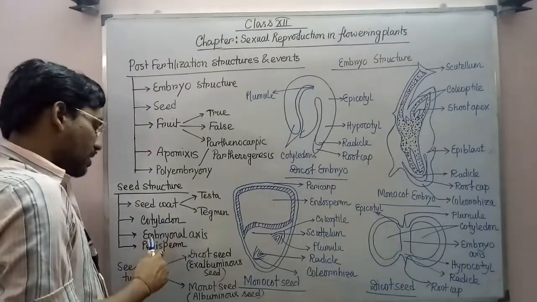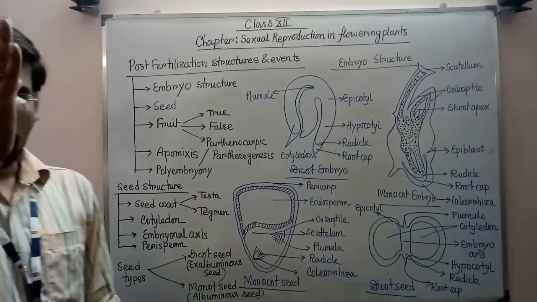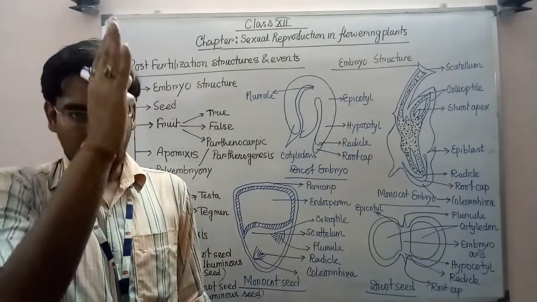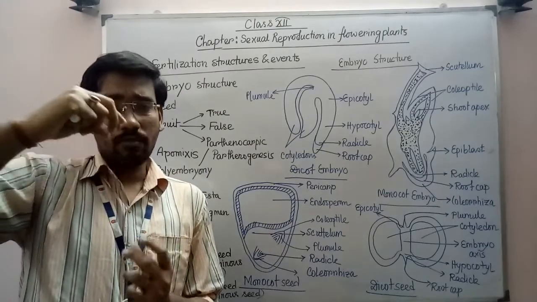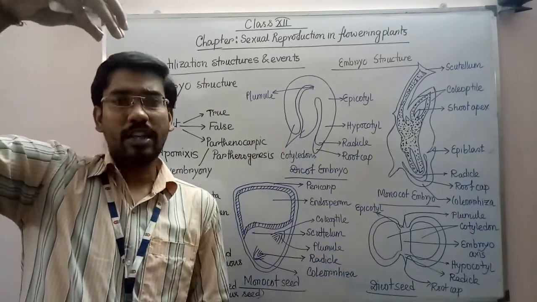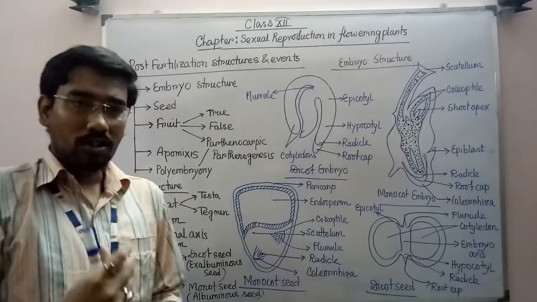After the cotyledon, there is the embryonal axis. The embryonal axis is present at the middle or center. You can consider it the axis of the embryo, and the embryo head portion and tail portion form along the axis.